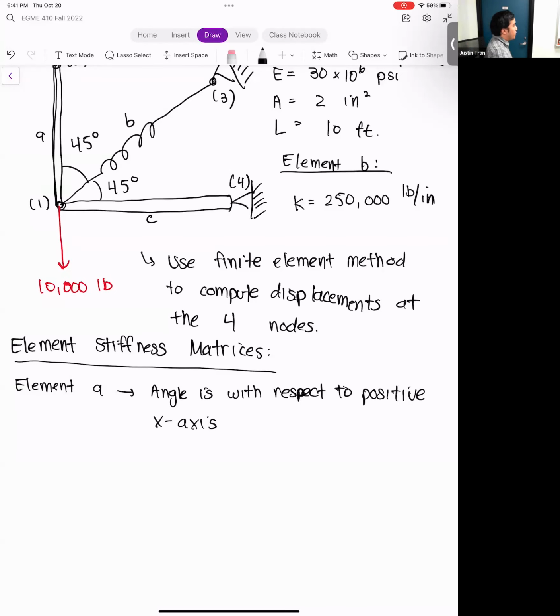It might be tempting from the figure to say that the angle that element A makes with element B is only 45 degrees, and so the angle for element A is only 45. But if you look at a horizontal element, which is element B right there, you can see that we have to travel 90 degrees to go from horizontal to element A. So the total angle for element A is actually 90 degrees. You have to add both the 45 degrees.